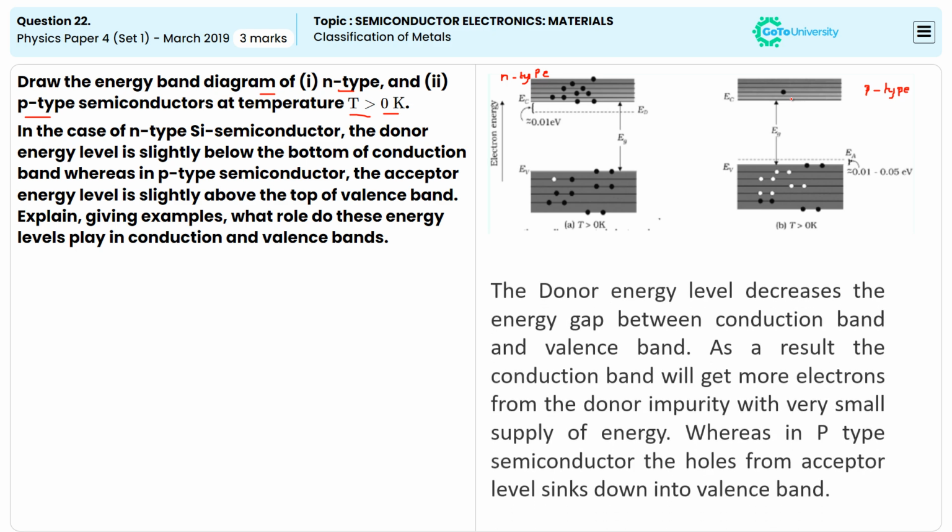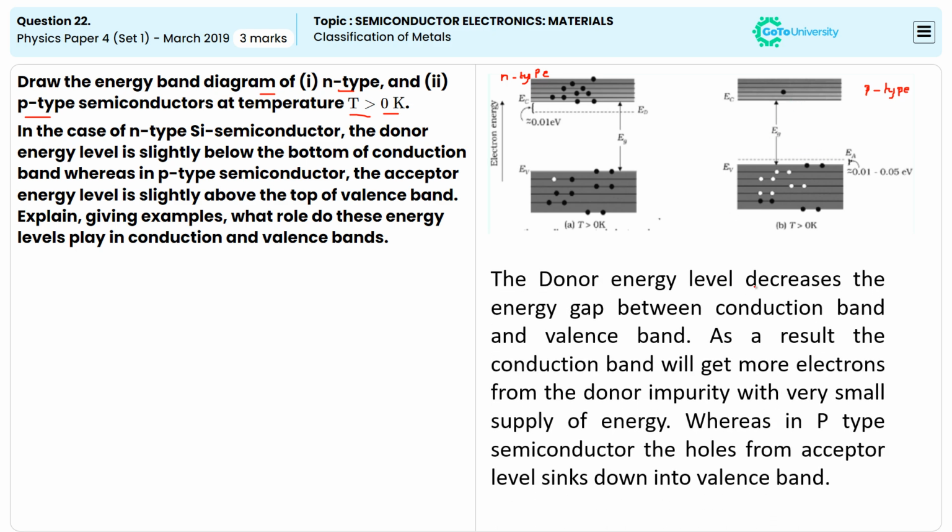The donor energy level decreases the energy gap between the conduction band and valence band. As a result, the conduction band will get more electrons from the donor impurity with a very small supply of energy. See, this is the E_D, that is the impurity, the donor energy. From this, we get more electrons from the donor impurity with a very small supply of energy.